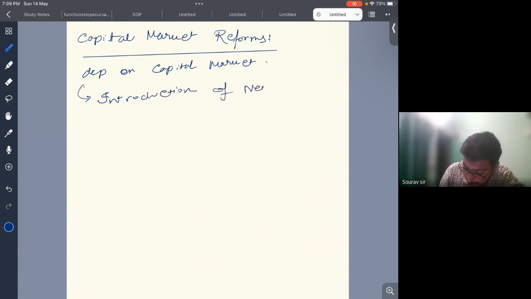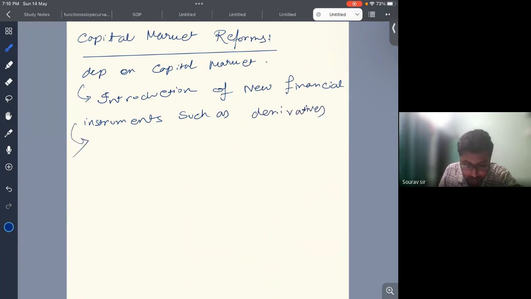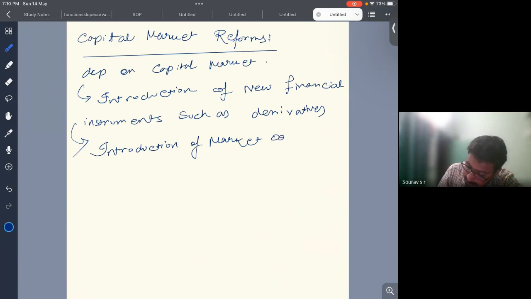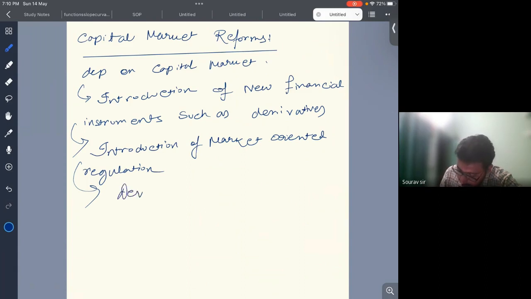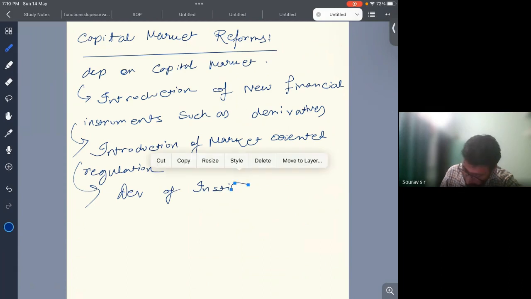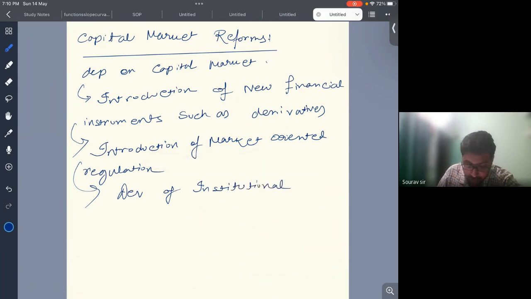So it was mainly dependent on the introduction of new financial instruments such as derivatives. Secondly, introduction of market-oriented regulation. The third point will be development of the institutional level infrastructure. The fourth was the promotion of foreign portfolio investment.